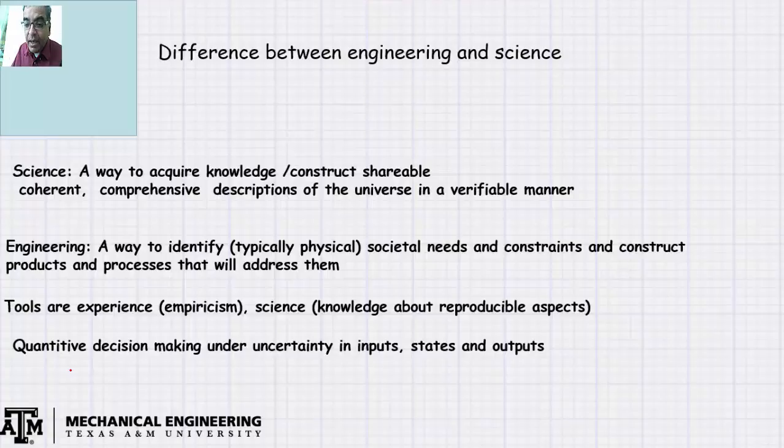The basic idea is we have to be able to do quantitative decision making under uncertainty in input, state of the system, outputs, what is the system, all of this is uncertain. And yet, even if we lack knowledge, we still have to make decisions. We cannot wait for perfect knowledge. So this is what makes engineering design somewhat different from science.